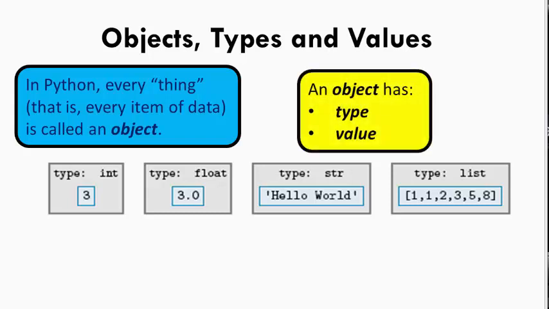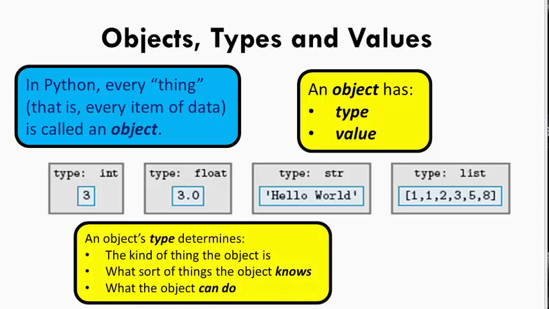For example, the leftmost box shows the whole number 3, that is, an object whose type is int and whose value is 3. The second box shows the number 3 again, but this time represented as a floating point number. The third box shows an object whose type is string and whose value is the sequence of characters HELLO WORLD. The rightmost box shows an object that is a sequence of things. Its type is list, and its value is the ordered list of items 1, 1, 2, 3, 5, 8.